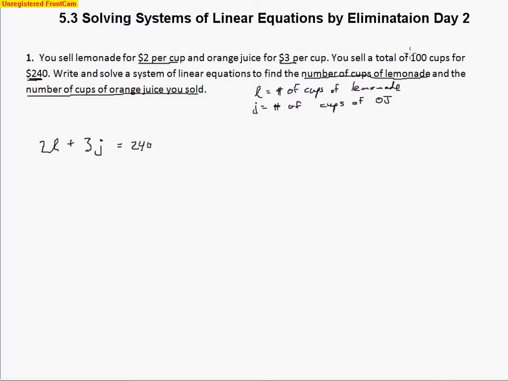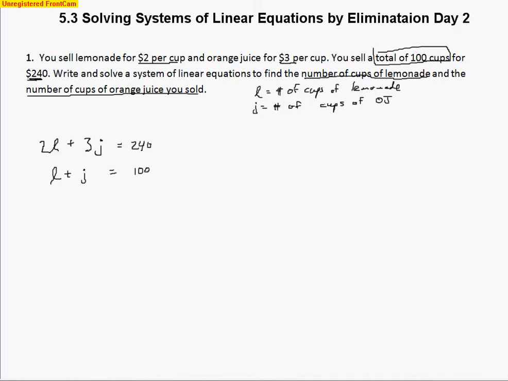Now we still have this 100 cups. It says that we have a total of 100 cups that you sell. Well, total means you're adding numbers together. We're adding the number of cups of lemonade plus the number of cups of orange juice, and it's going to equal a total of 100 cups. And so this is a great system for elimination.